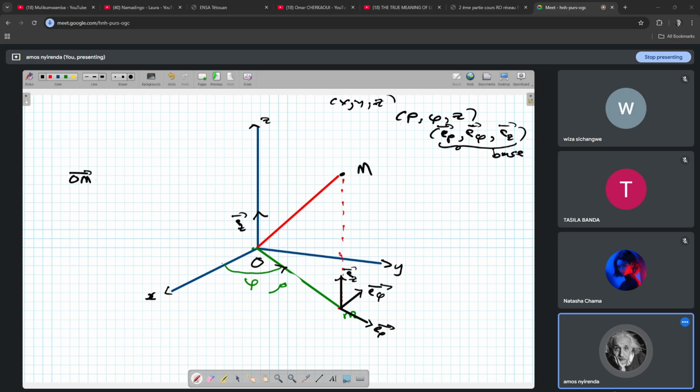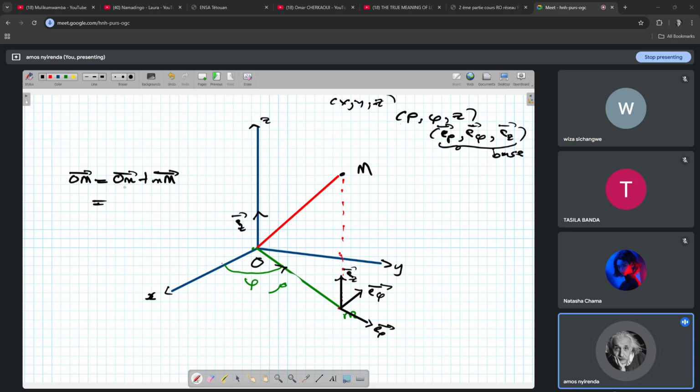So I can say OM is going to be equal to the vector O, and then I can pass through this OM. If you remember your vector lessons in grade 12, if you cannot go directly from O to this big M, you can go O to small m and then small m to M. So plus small m M, like so. So this is the direction we're going to follow.